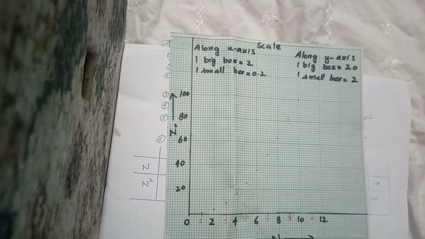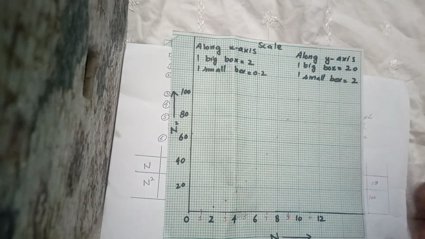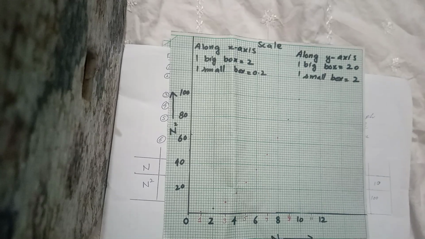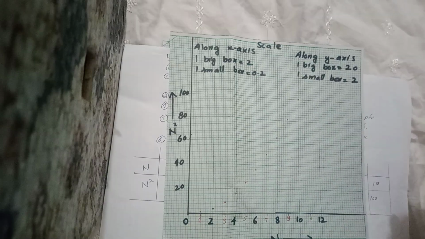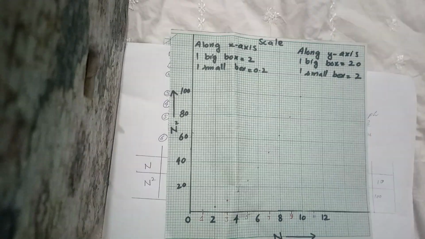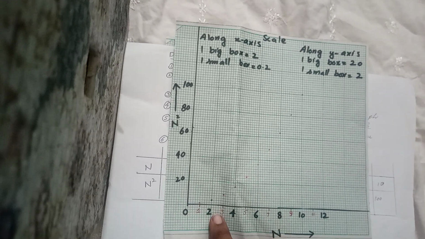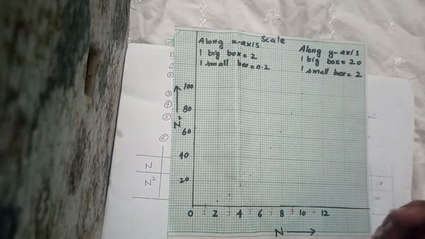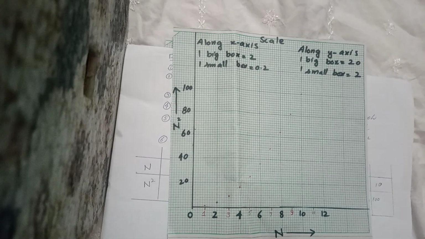Now I have written down the values of each box. Along the x-axis I have taken n, and along the y-axis n square because it is the dependent quantity. I have taken values 0, 2, 4, 6, 8 and 10 up to 10. And as along the x-axis a small box is equal to 0.2, 5 small boxes would be equal to 1. So I have shown 1 over here. After 5 boxes, 3 over here, and 5, 7. I have searched these points on the x-axis using the analogy that every 5 small boxes will increase the number by 1.